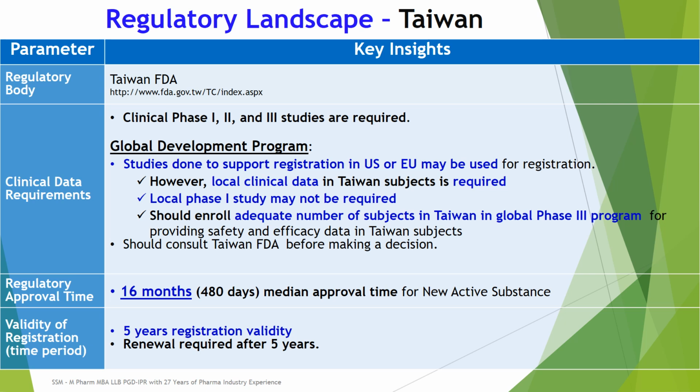One should enroll adequate number of subjects in Taiwan in global phase 3 program for providing safety and efficacy data in Taiwanese subjects. 16 months is the median approval time for new active substance. 5 years is the registration validity, after which renewal is required.